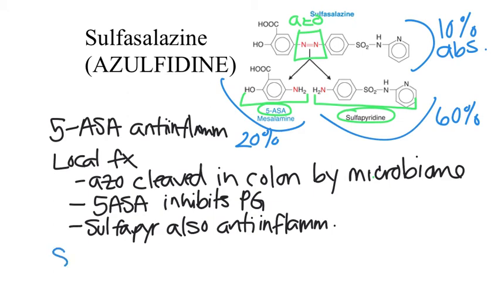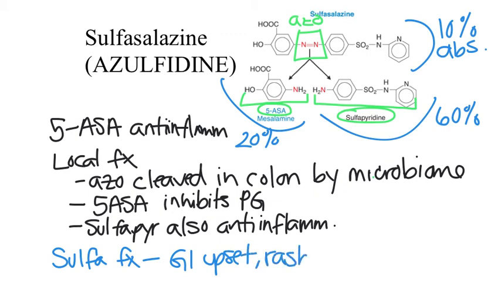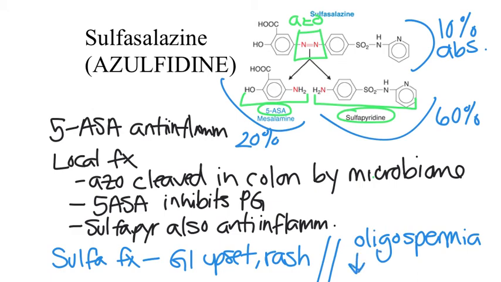The primary toxicities of sulfasalazine are caused by systemic effects of the sulfapyridine molecule. The sulfa moiety of sulfapyridine can cause some GI distress as well as some visible rashes. Finally, sulfasalazine is also known to produce some decrease in sperm count, or oligospermia, and can also impair folate absorption, and therefore folate supplementation is sometimes necessary.